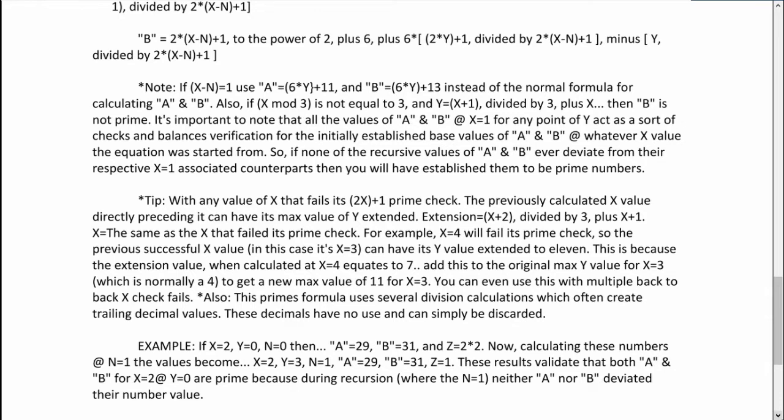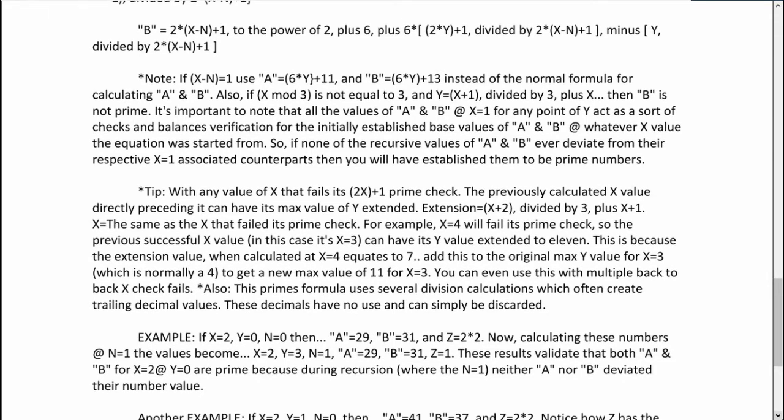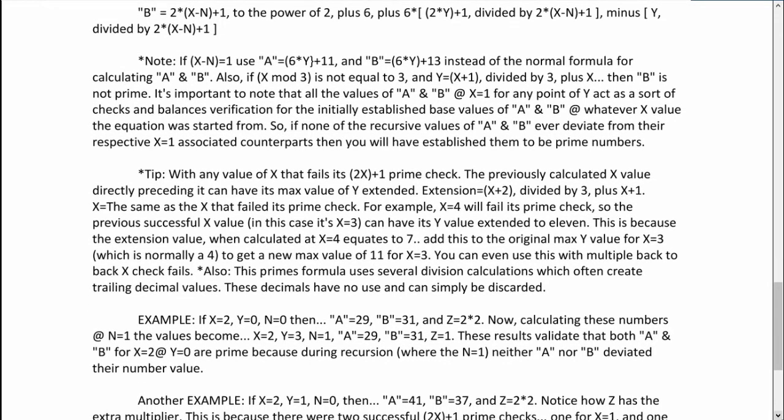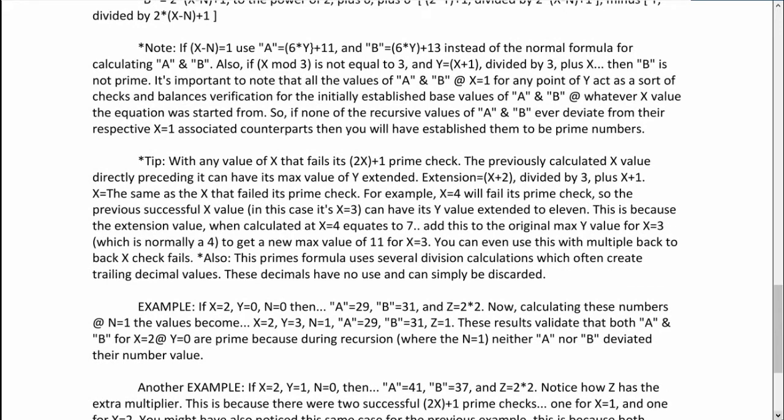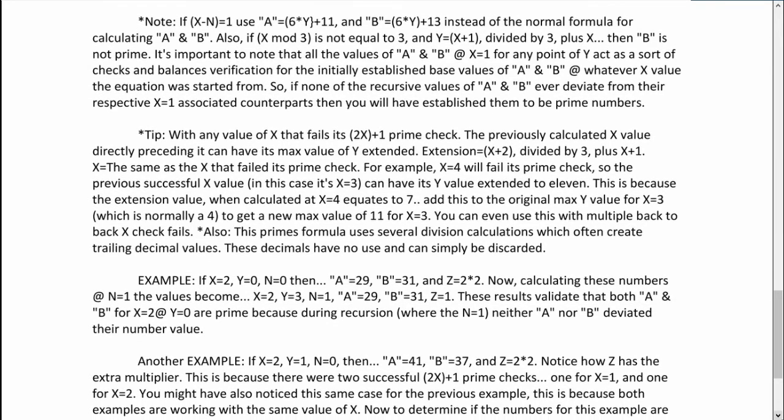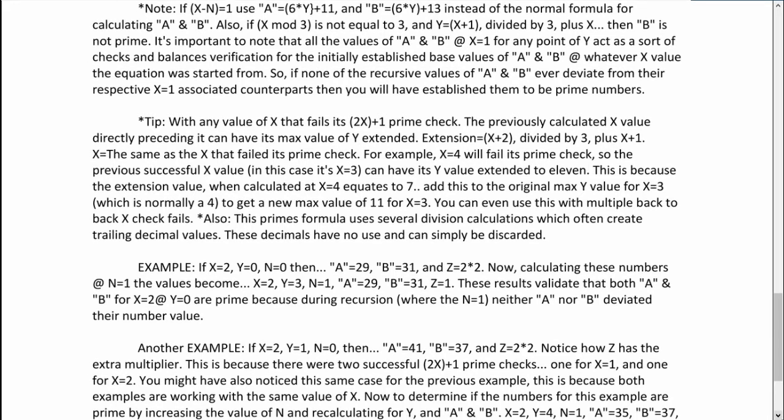Also, if x mod 3 is not equal to 3 and y equals (x plus 1) divided by 3 plus x, then b is not prime. It's important to note that all the values of a and b at x equals 1 for any point of y act as a sort of checks and balances verification for the initially established base values of a and b at whatever x value the equation was started from. So if none of the recursive values of a and b ever deviate from their respective x equals 1 associated counterparts, then you will have established them to be prime.